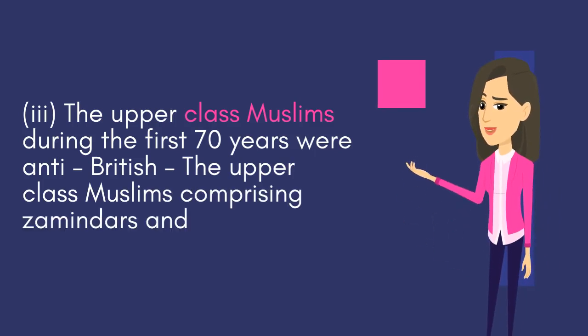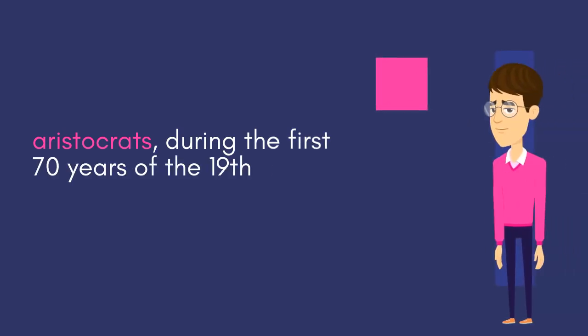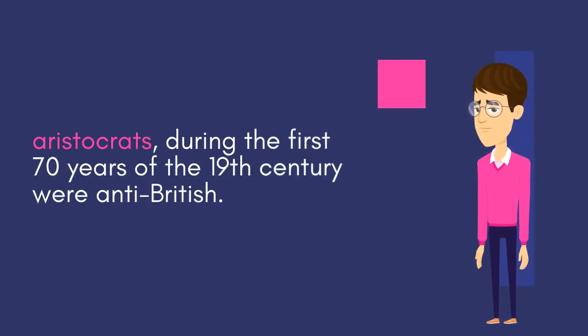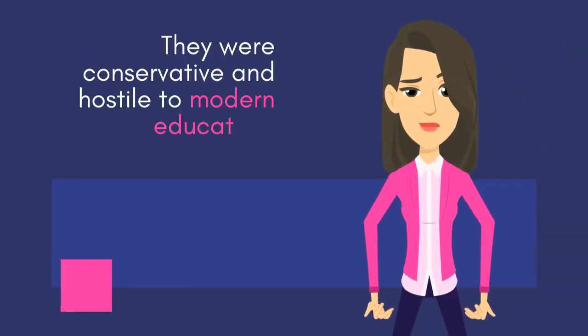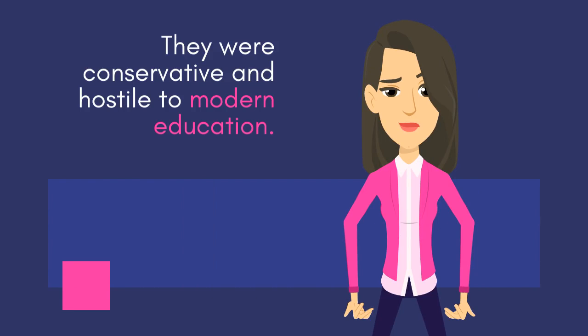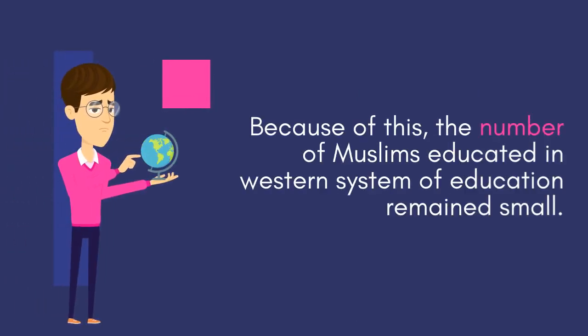3. The upper-class Muslims during the first 70 years were anti-British. The upper-class Muslims, comprising zamindars and aristocrats, during the first 70 years of the 19th century were anti-British. They were conservative and hostile to modern education. Because of this, the number of Muslims educated in the Western system of education remained small.